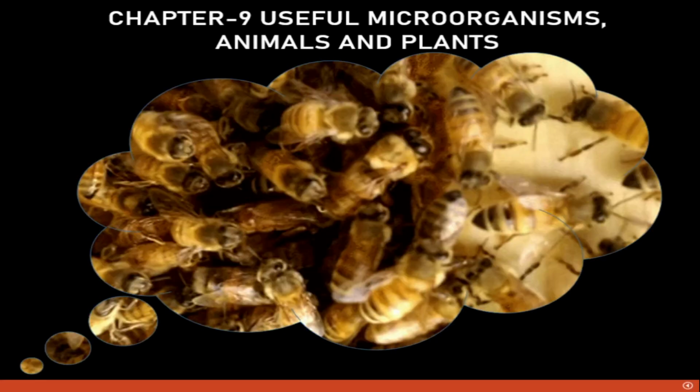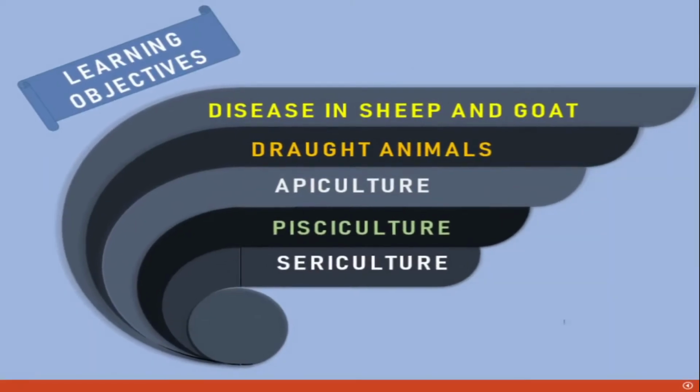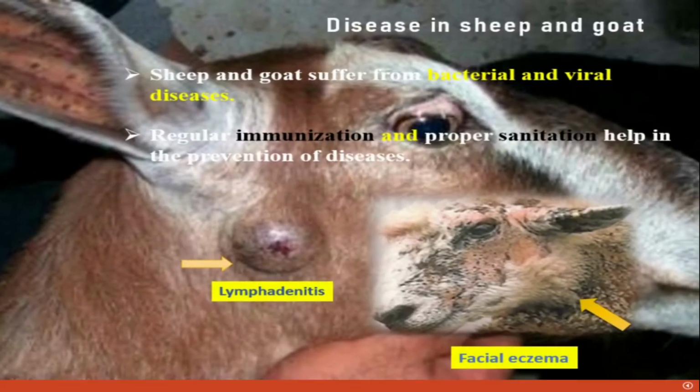Plants. In this lesson, we are going to learn about disease in sheep and goat, draught animals, apiculture, pisciculture, and finally, sericulture. First one, disease in sheep and goat.